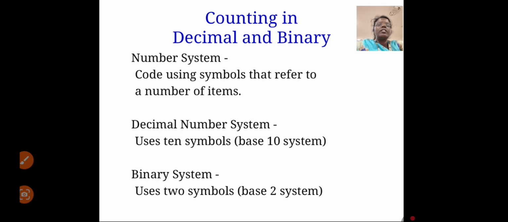Similarly, in the binary system, which is used in computers, we use two symbols. In the binary system, only two symbols, or two elements, are used. Those symbols are 0 and 1. So, that's why the system is called a base 2 system.